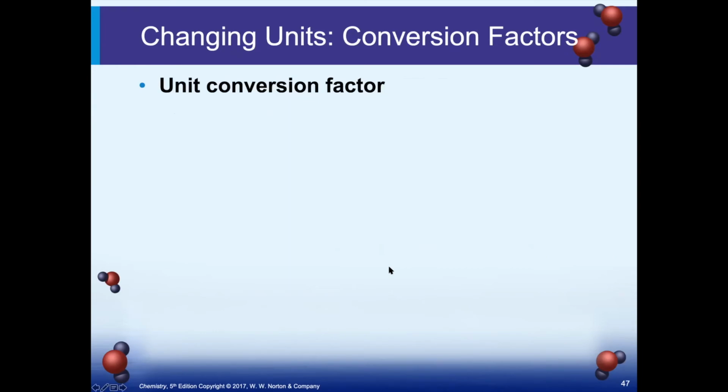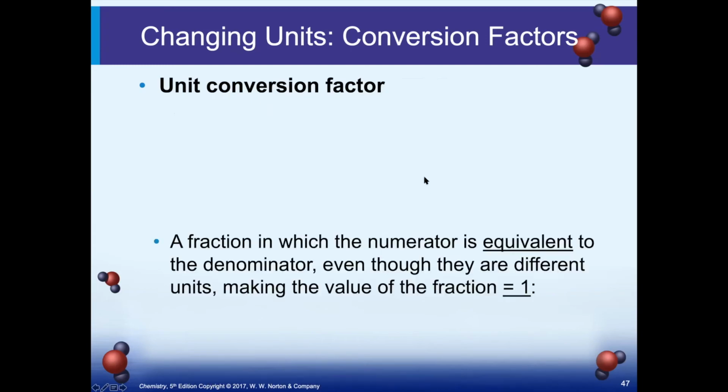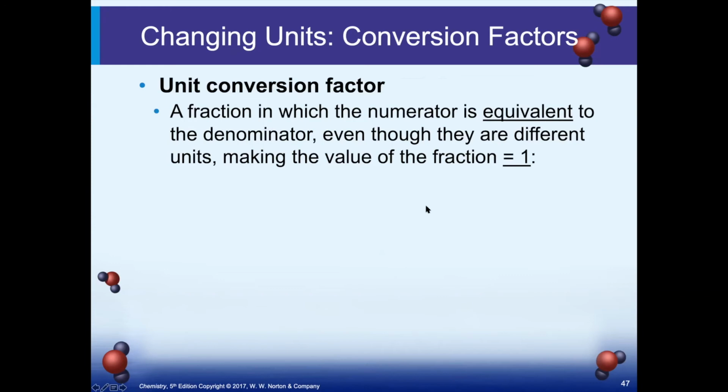What we're going to talk about now is really a setup to learning how to do calculations in chemistry. And one of the most important things we're going to use in chemistry calculations are conversion factors. So we want to talk a little bit about using unit conversion factors. So first of all, what do we mean by a unit conversion factor? Well, it's a fraction. It's a ratio, right? It's got a numerator. It's got a denominator. And so it's a fraction in which the numerator is equivalent to the denominator. So what's in the numerator is effectively the same as what is in the denominator, even though they are different units, so it makes the value of the fraction equal to 1.